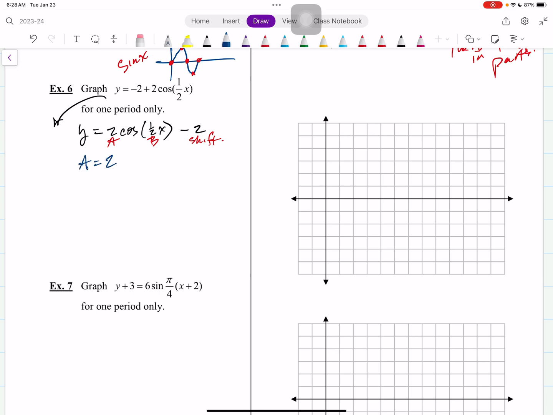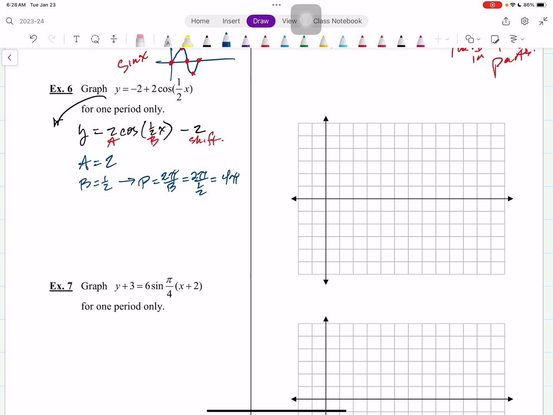So I'm going to go up 2 and down 2 from the wave axis. If B is equal to 1/2, that tells me that P is 2 pi divided by B, which is 2 pi divided by 1/2. Multiplying by the reciprocal, you get 4 pi. Okay, so the period here now is 4 pi.